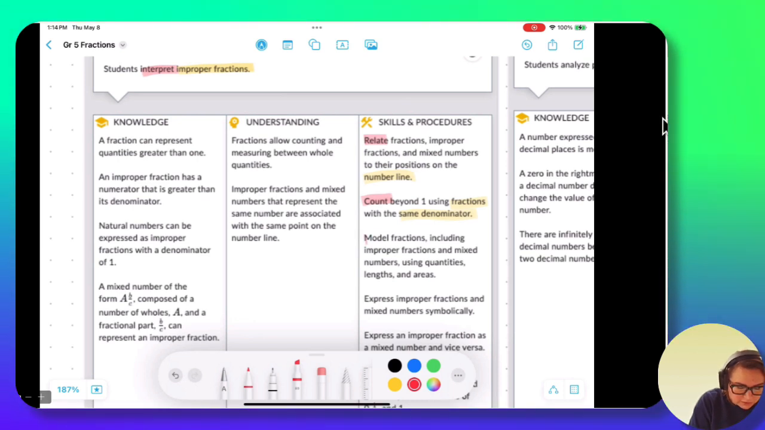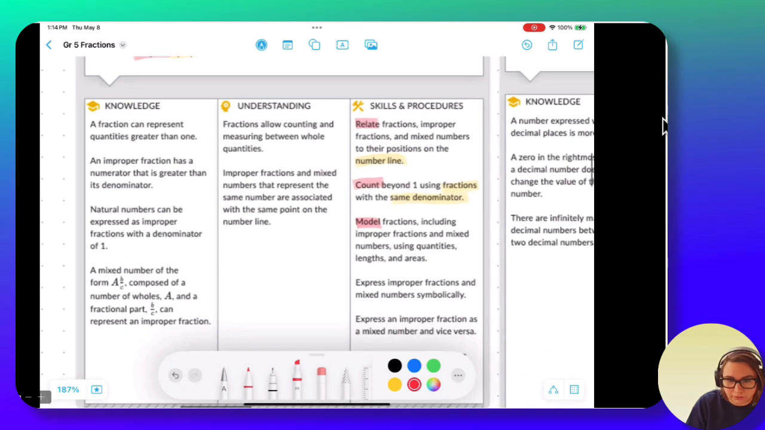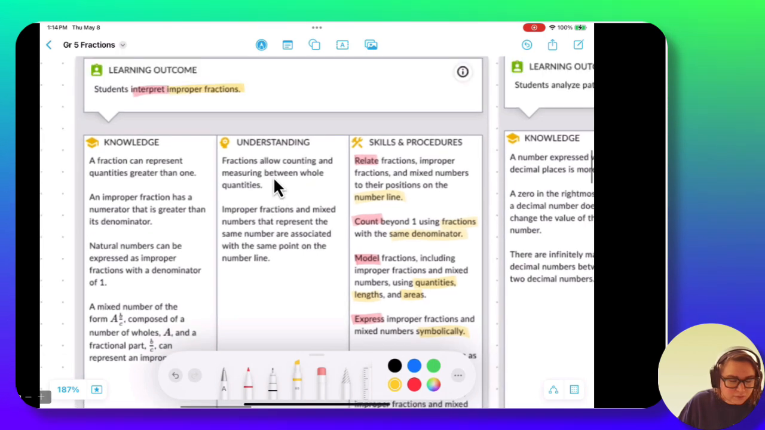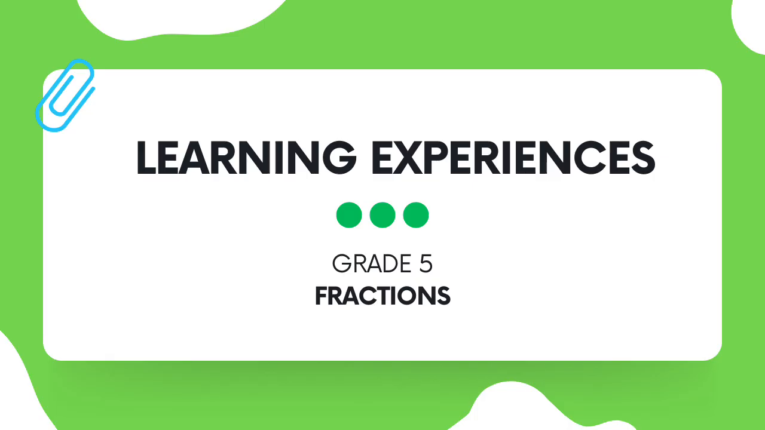We're also going to do a lot of modeling of fractions here, including mixed and improper fractions, and we're going to model using quantities, lengths, and areas. That's going to be the big focus of this piece of the unit. And then we're also going to look a little bit at expressing improper fractions and mixed numbers symbolically. That's using the actual numbers symbolic representation. So we're continuing to interpret those improper fractions.